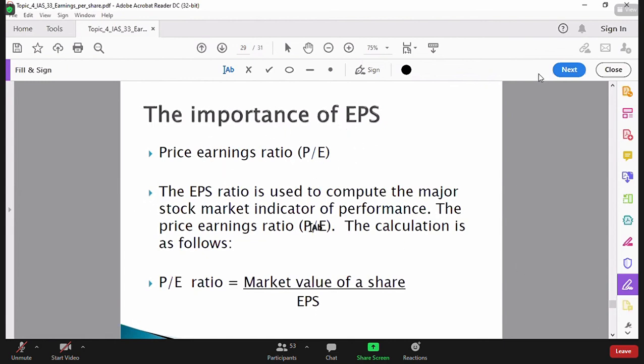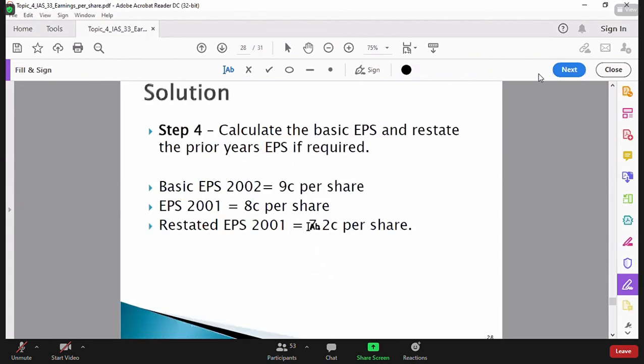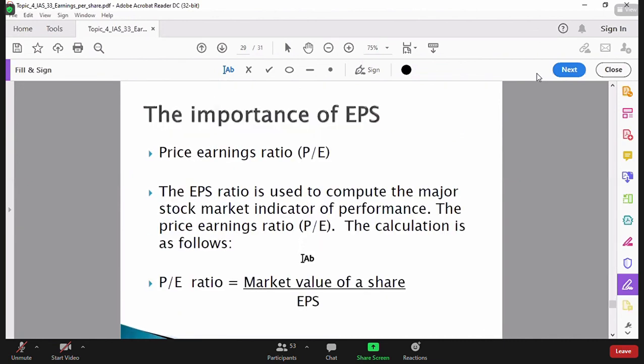The EPS ratio is used to compute the major stock market indicator of performance. That's why it is important for the potential investor to look at the EPS. To calculate the price earnings ratio, the calculation is as follows. The market value of a share, like in this example question, we will know, because we have already calculated the EPS. We know the market value just now was 100 cents. So you take the market value of 1 divided by 9 cents, and you will get the PE ratio.